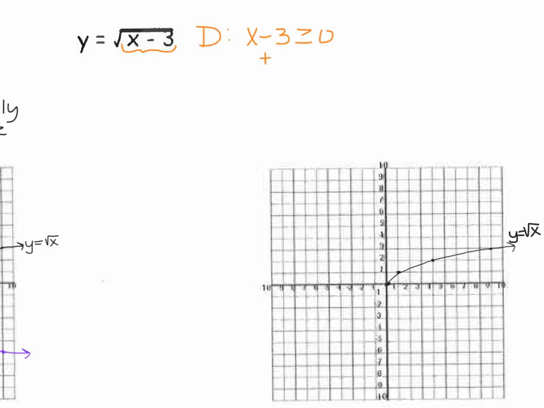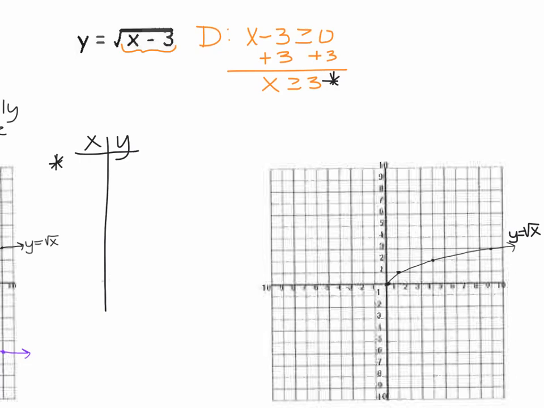To do that, I'm simply going to add 3. And voila, there's your domain. X has to be greater than or equal to 3 to give this function meaning. And that's also going to be the number in our table. So remember that number that we calculate in the domain is always going to be our start number.